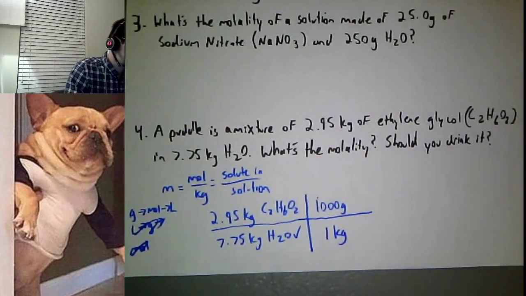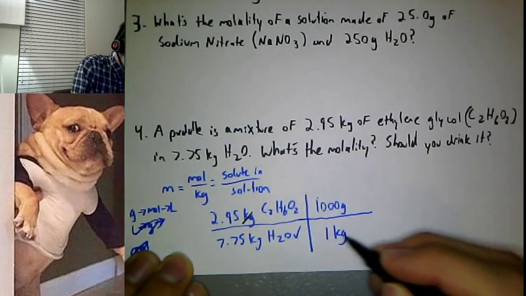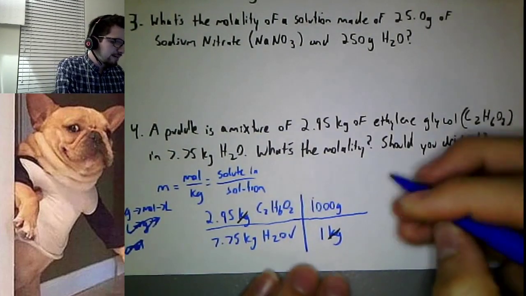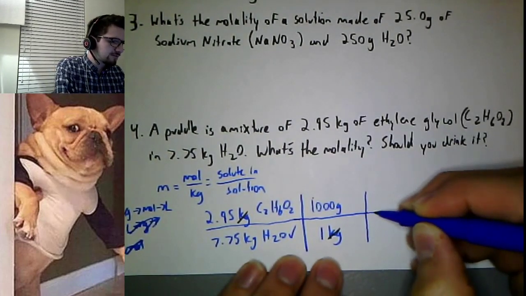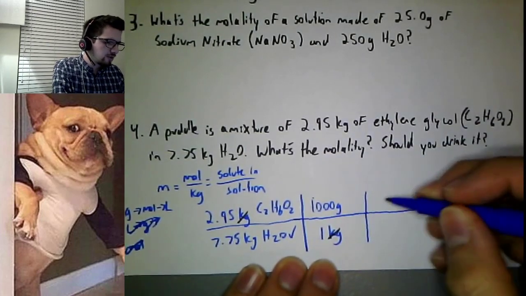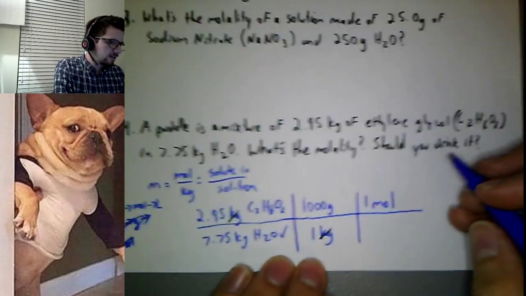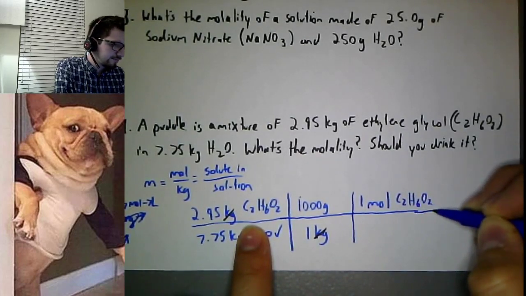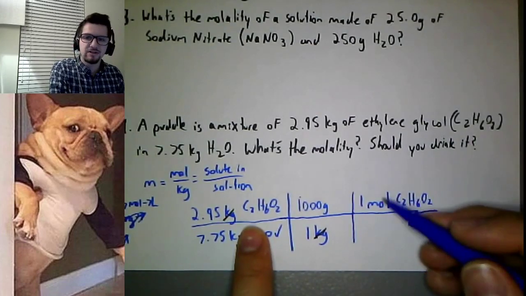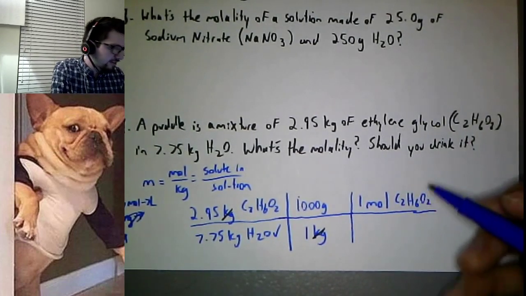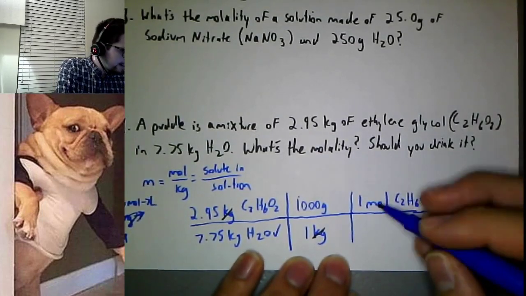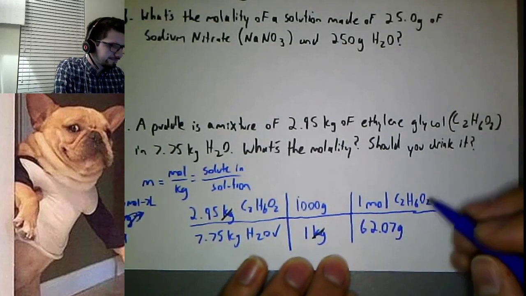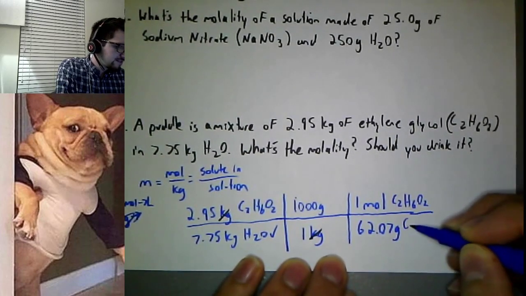So that way, my kilograms cancel out. Okay? So now my top is in grams. So now I can go from grams to moles. So if I want to go to moles, 1 mole of C2H6O2, how many grams are in 1 mole of that mess? Well, I looked at the periodic table and I added it all up for you. It is 62.07 grams of C2H6O2.